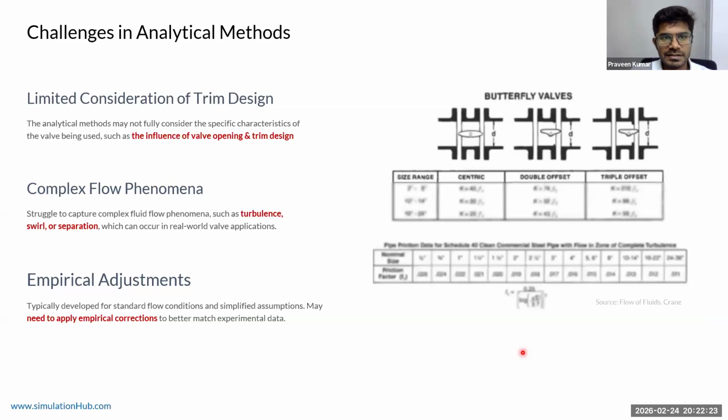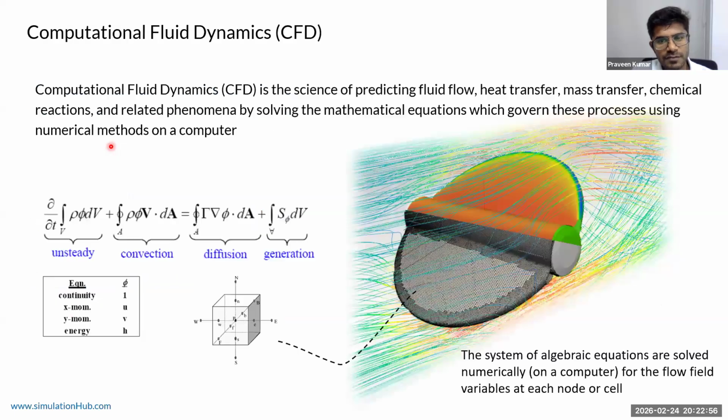So what are the challenges in the analytical method? There are a few things which are missing, you know. It doesn't account for all the local flow separation, swirls, and all the local geometrical variations. It's a generic thing, right? So there are some empirical adjustments you need to do, and you'll not be very sure about this. So these are the challenges of analytical methods, and now we are moving to the CFD part.